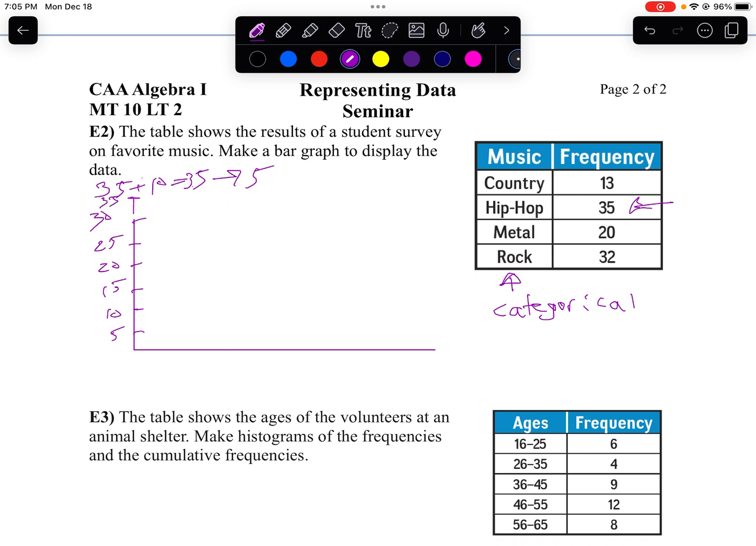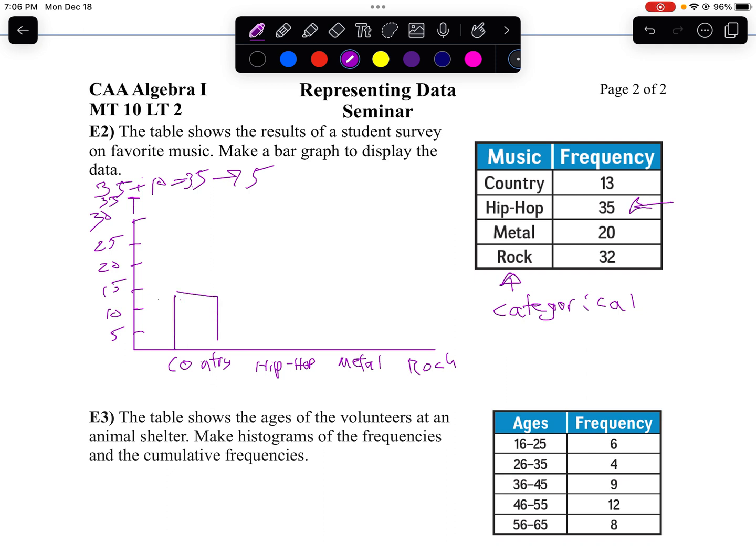Now we got these categories. A bar graph, you're going to have categories, and you're going to separate them. Okay, so I'm going to have country, hip hop, metal, and rock. And then country is going to be at 13.